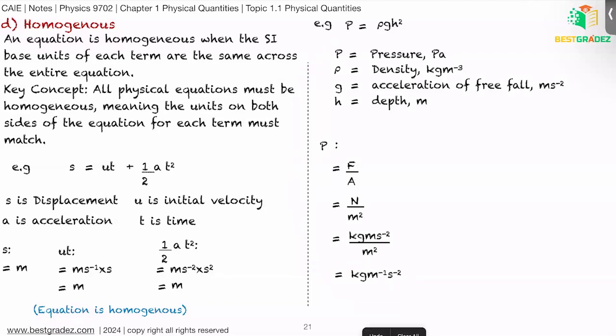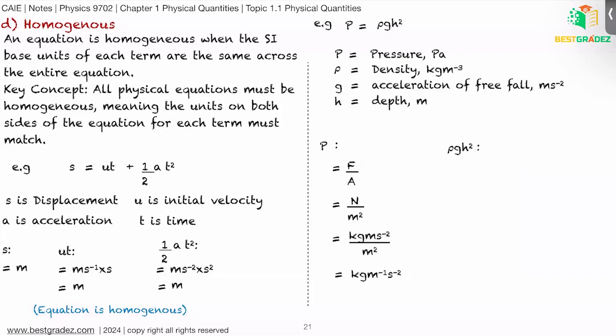Okay? Now I'll verify the right side. If right side has the same base unit, it means the formula is homogeneous. So I'll put the units. Density is mass over volume, kg m^-3. g is m s^-2. And then we have m^2. If I simplify, I get kg s^-2. Let me do this part again.